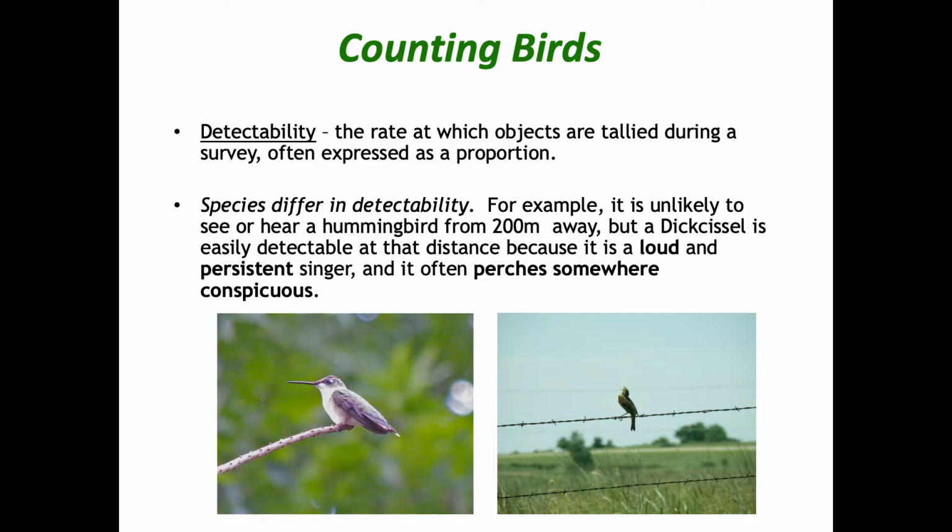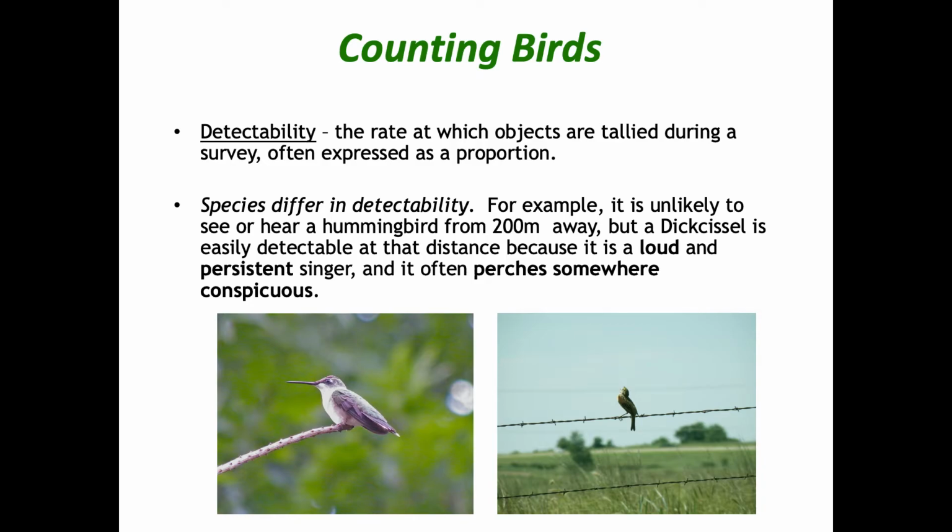Now, counting birds brings in a lot of variability. And the key thing to be paying attention to, what we really stress, is methods that help us account for detectability. And we could just define that as the rate at which objects are tallied during a survey. Any kind of survey and any kind of objects. And we'll express that as a proportion.